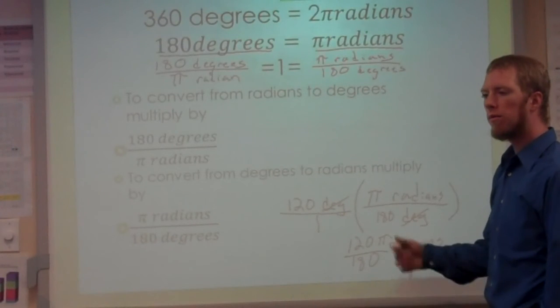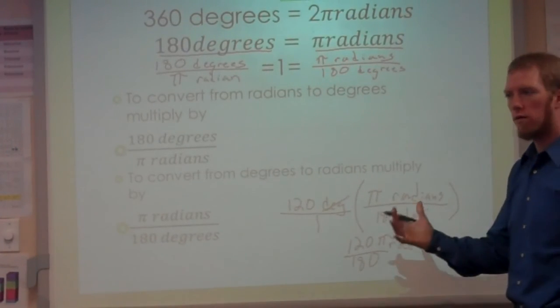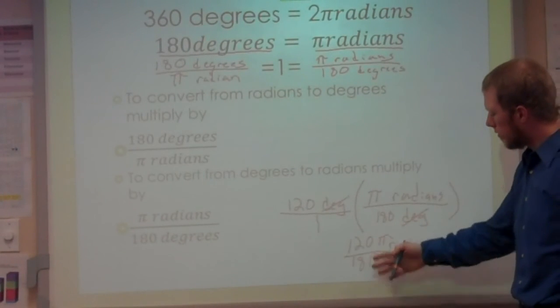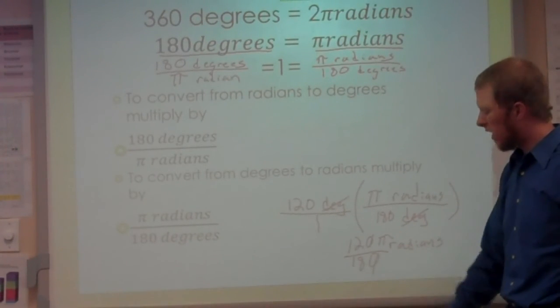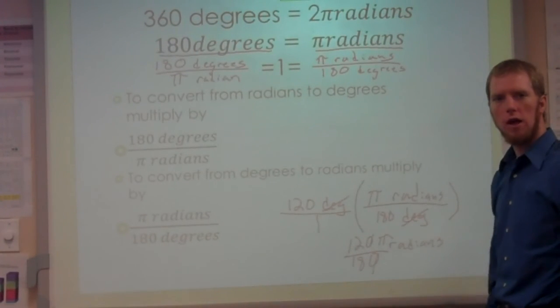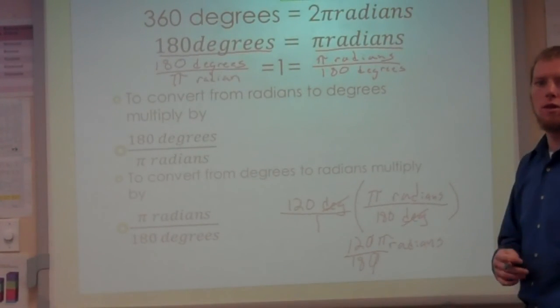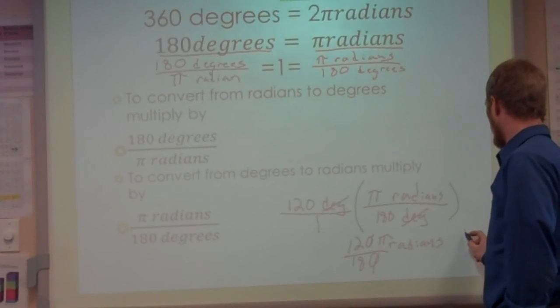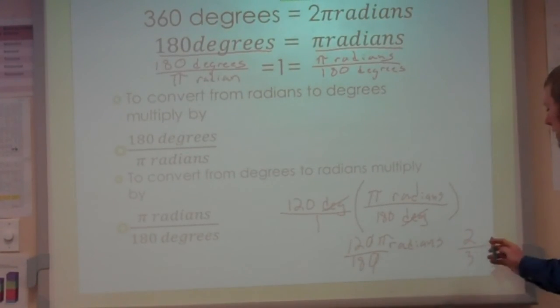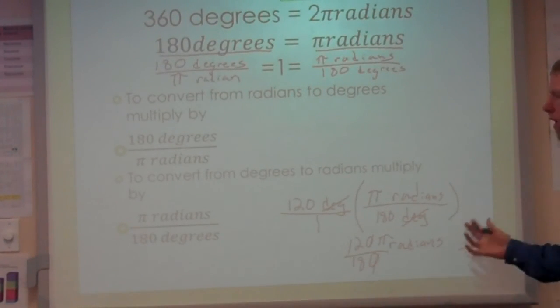Now this becomes something that we know with all our basic fractions. We never want to leave a fraction like this. So I'm going to get rid of my zeros, essentially dividing by 10. 12 over 18, that's an easy one to reduce. That is going to become 2 over 3. But you still have your pi, so 2 pi over 3 radians. And that's how you convert.